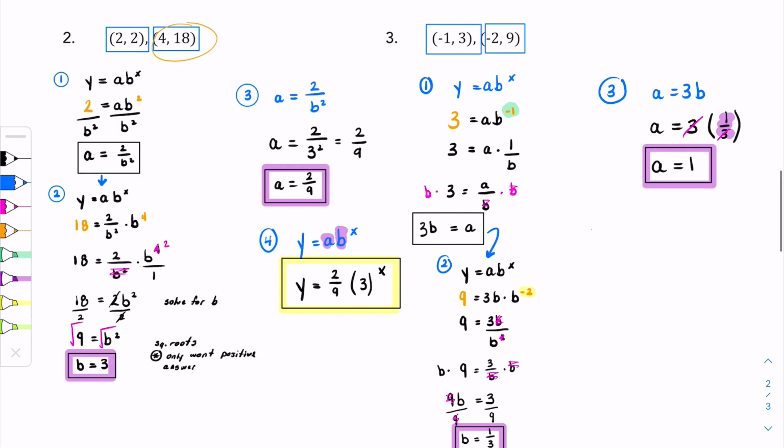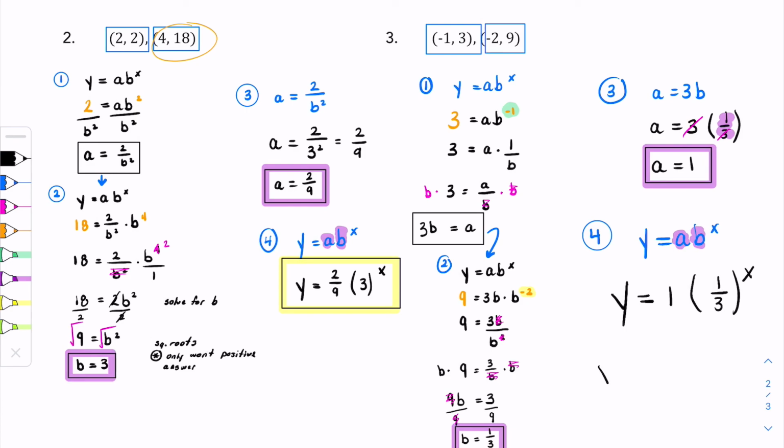For step 4, your final answer should only involve your a and b value. When I substitute those back in for my final answer, I have y equals 1, which we don't technically need to write, but 1 times 1/3 raised to the power of x. And I'm just going to clean that up without writing the value of 1 and just write 1/3 raised to the power of x. That's my final answer.